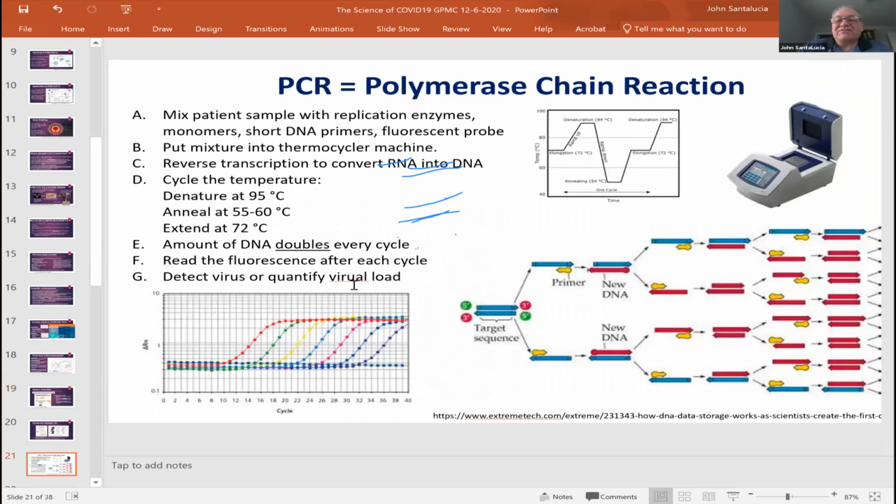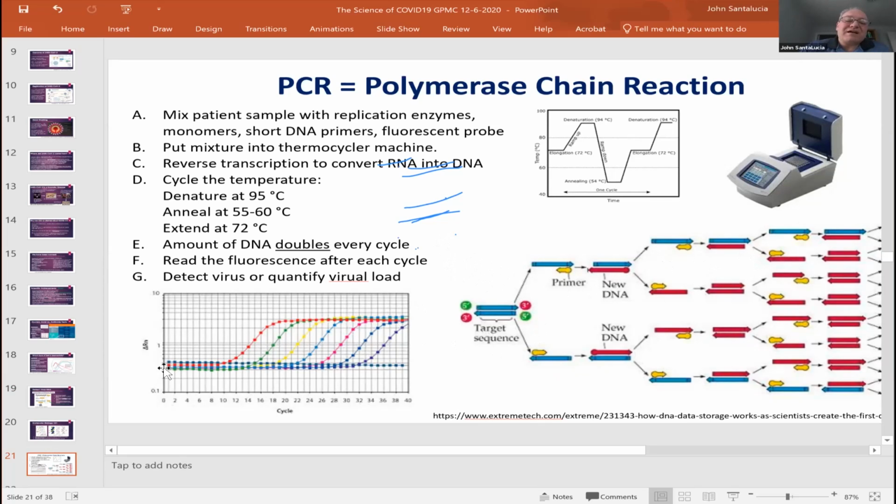This polymerase chain reaction is just a method of taking an original sample of RNA or DNA and making an exponential number of copies. So this is cycled. Every cycle, the amount of DNA doubles. So it goes from 1 molecule of DNA to 2 molecules to 4 to 8 to 16, 32, 64.